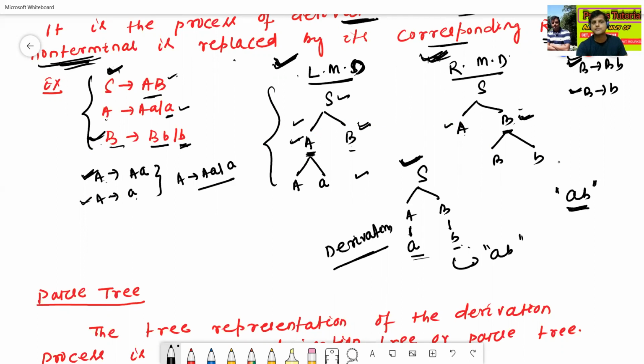Leftmost derivation means we first derive the leftmost non-terminal. In the rightmost derivation, we first derive the rightmost non-terminal. This is called rightmost derivation. Okay.